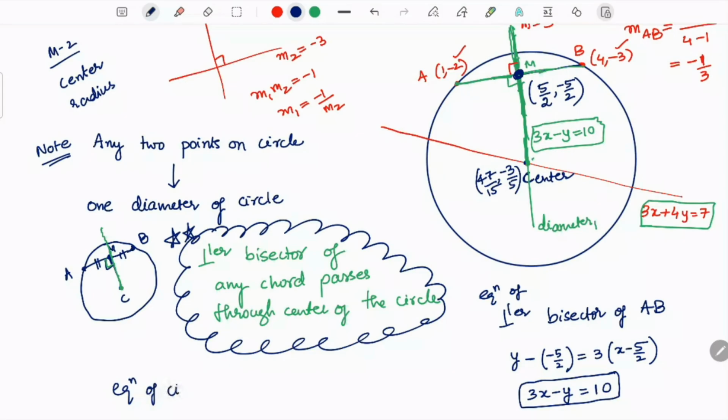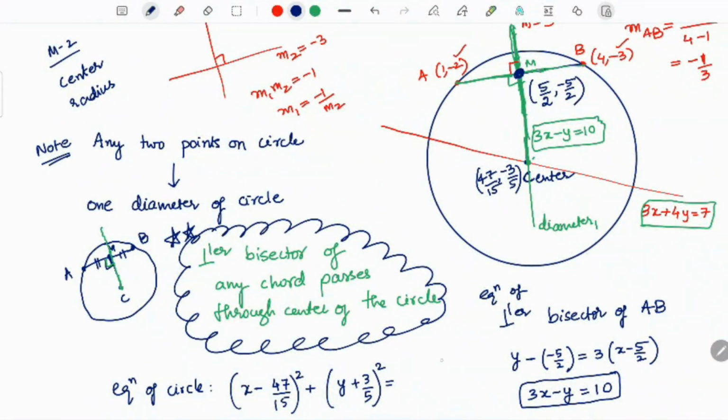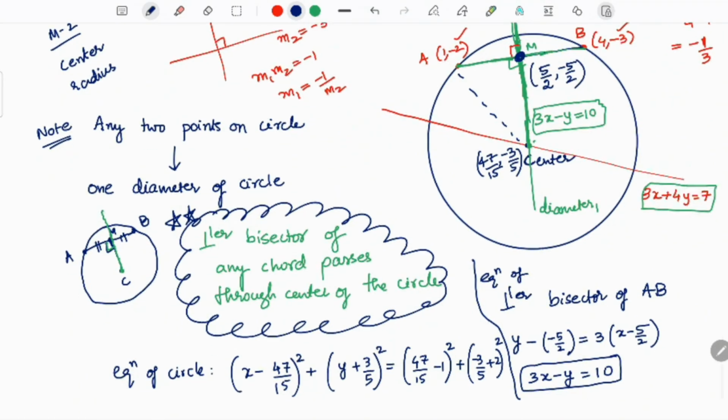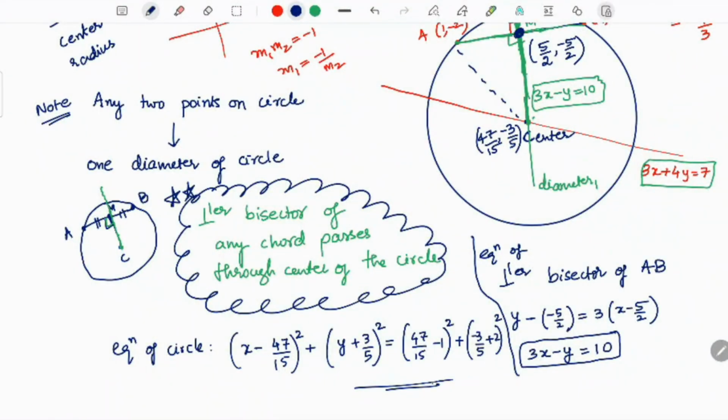So finally, the equation of the circle would be x minus the x coordinate of the center squared plus y minus the y coordinate of the center squared, y minus (minus 3/5), is equal to the radius squared. Radius squared means the distance between C and A, whole squared. The distance between C and A will be 47 by 15 minus 1 whole squared plus minus 3/5 plus 2 whole squared. Radius squared, distance squared. So this would be our final answer. Is it clear? This is the final answer. We just have to simplify it.